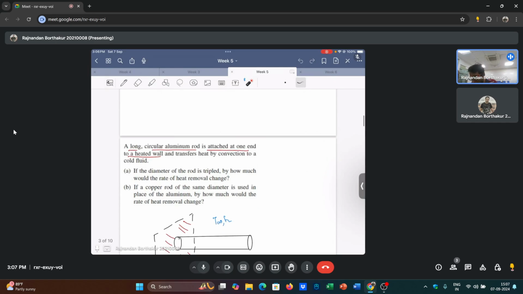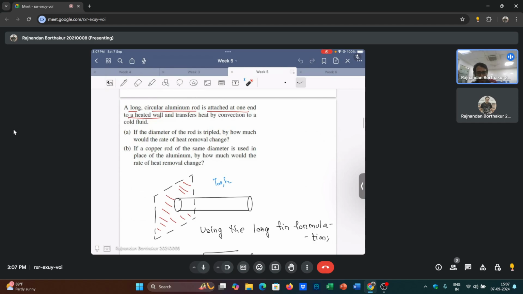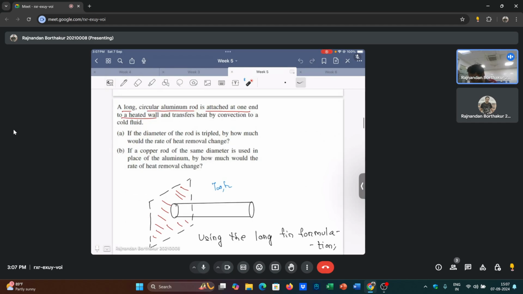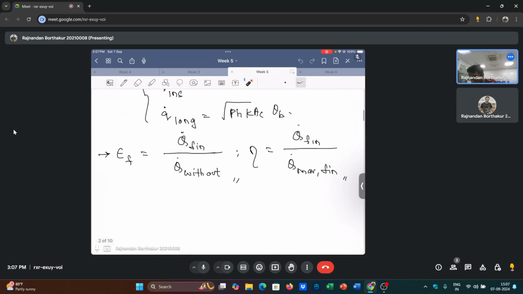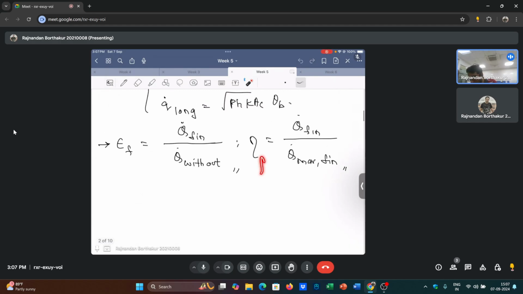But you should also appreciate that although your effectiveness can be greater than one, your efficiency, which is the rate of heat transfer from the fin to the rate of heat transfer when the entire fin is at the base temperature, cannot be greater than one. So your effectiveness of the fin has to be greater than one, but your efficiency is always less than one. You can keep that in mind. And by efficiency, I mean the fin efficiency.